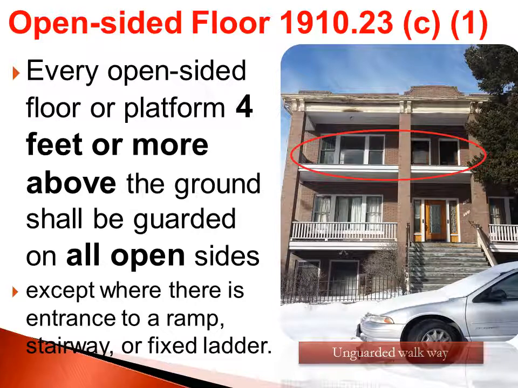Open-sided floors. This balcony without a rail is a good example of an open-sided floor or platform. If it's 4 or more feet above the ground, it should be guarded on all open sides. The only area in which you do not need to guard an elevated platform is where the ramp or the stairway or the ladder comes in contact with the opening.